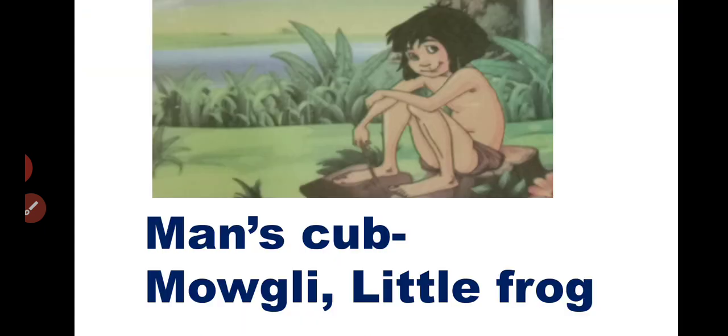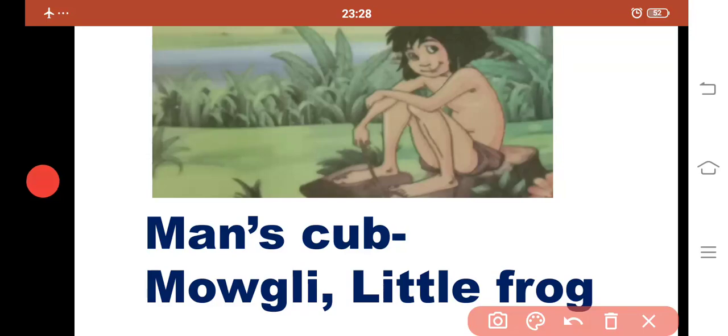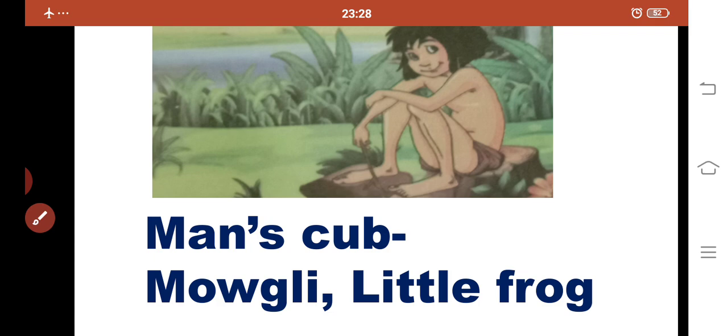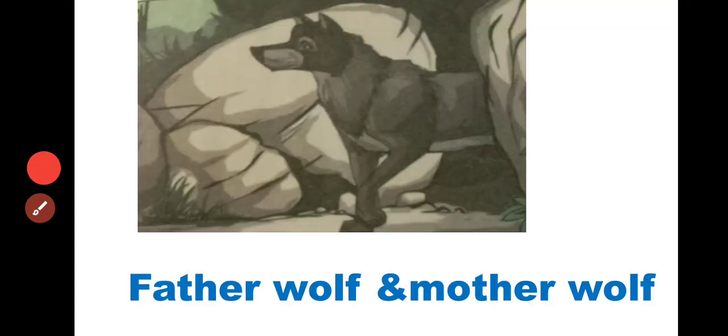Here you see a picture. Can you see a boy in this picture? This boy's name is Mowgli. He is also called Little Frog. He is a man's cub. Here you see the word cub. Cub means young one. And then father wolf and mother wolf.